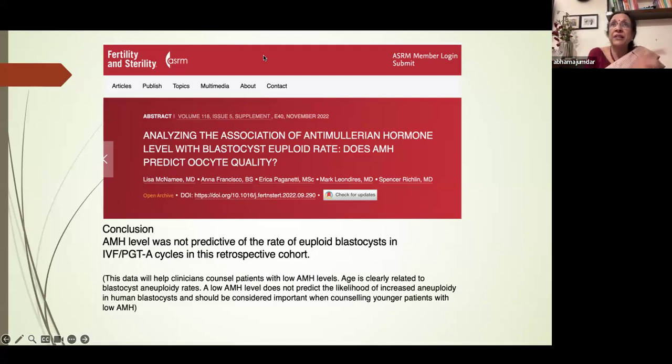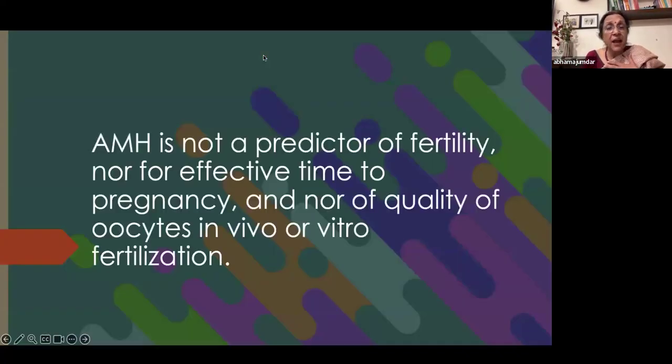So in the first question I gave, where AMH is 0.4 but the girl is 31, it will not indicate that the aneuploidy rate is going to be high. A low AMH level does not predict the likelihood of increased aneuploidy in human blastocysts and should be considered important when counseling younger patients with low AMH. So I thought this was all so important for me to learn. And hence, what did I find? AMH is not a predictor of fertility, nor of effective time to pregnancy, nor of quality of oocytes in vivo or in vitro fertilization. So my first question has been answered: it is not a predictor of fertility, effective time to pregnancy, or quality of oocytes.